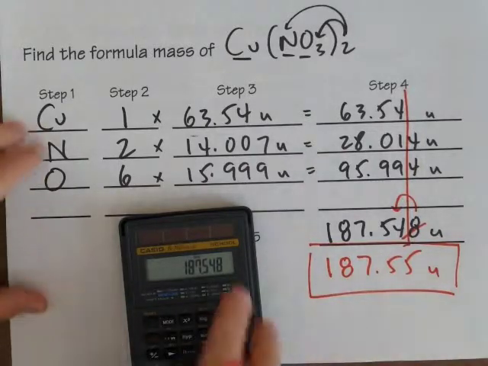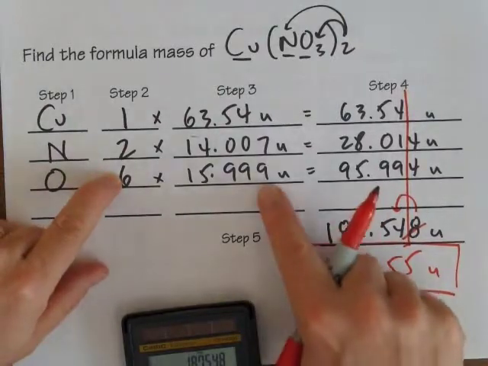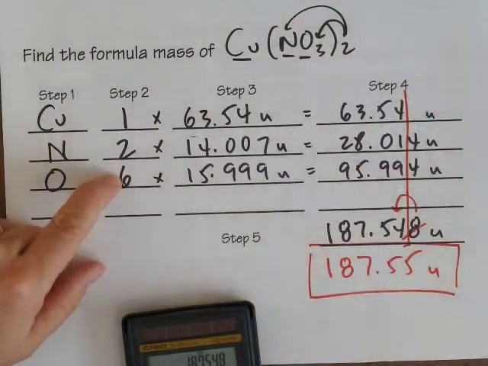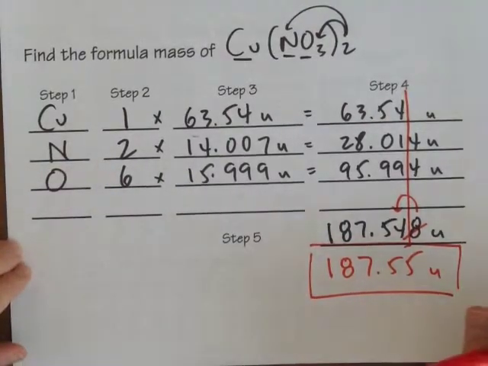So all we're doing is we're taking the formula, finding how many atoms there are of all the elements, using their atomic mass to find the total mass of all the atoms of all the elements in the compound. Alright, let's do one more example.